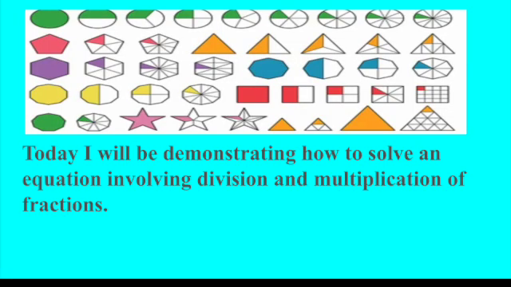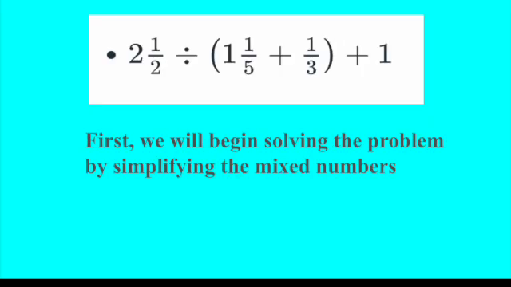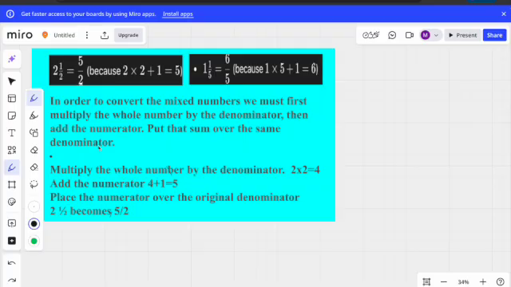Today I will be demonstrating how to solve an equation involving division and multiplication of fractions. First, we will begin solving the problem by simplifying the mixed numbers. In order to convert the mixed numbers, we must first multiply the whole number by the denominator.